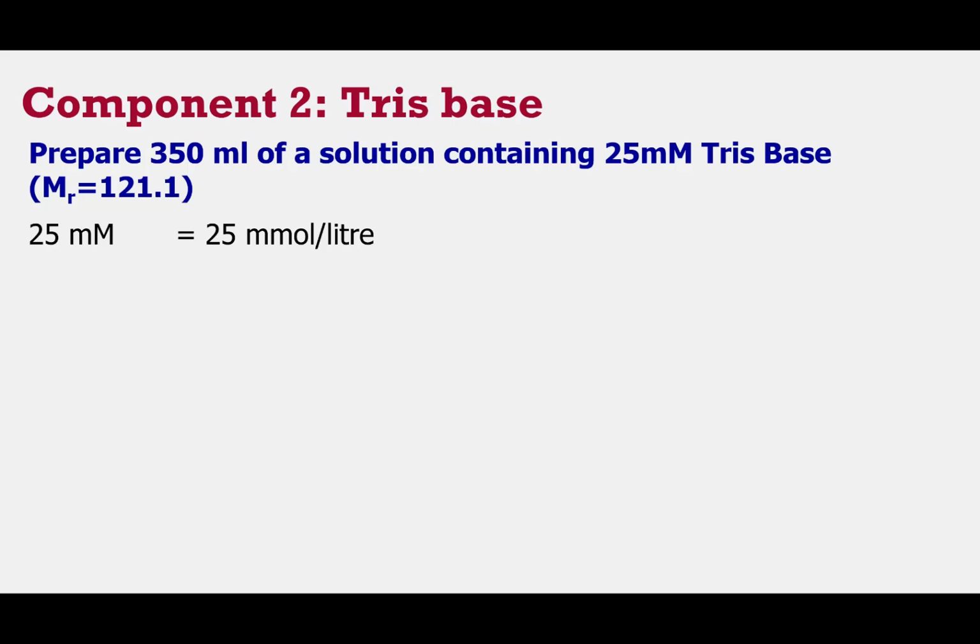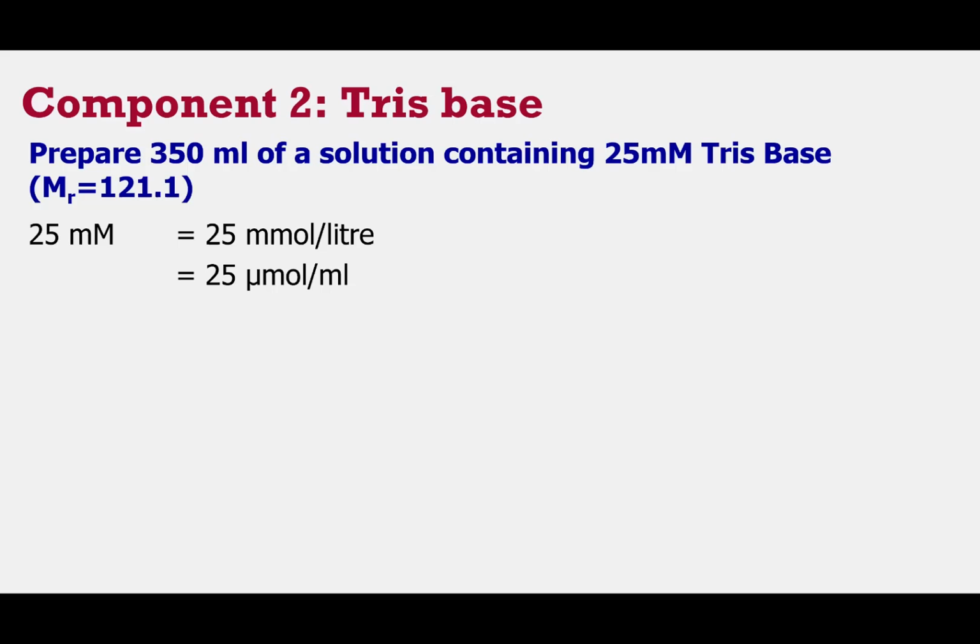Now on this occasion, the tris was being made from a solid. So the calculation is slightly different. Again, we've seen calculations of this sort in previous episodes. So I would begin by saying that my final solution needs to contain 25 millimolar. What does 25 millimolar mean? 25 millimolar means 25 millimoles per litre. Now I don't need a litre, I need 350 millilitres. So 25 millimolar also means 25 micromoles per mil.